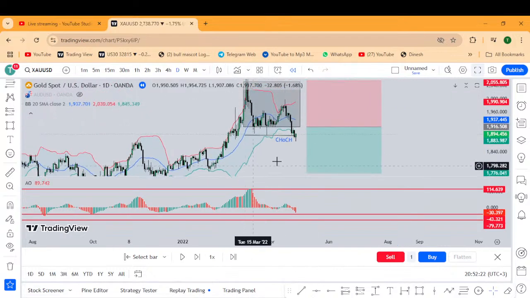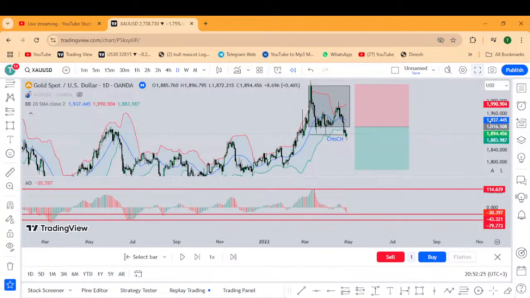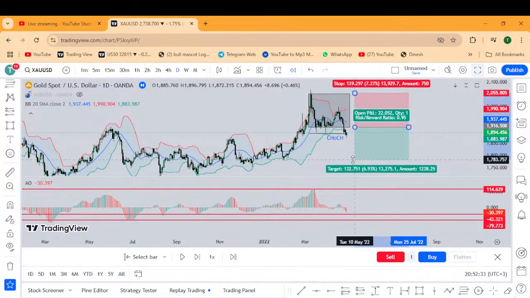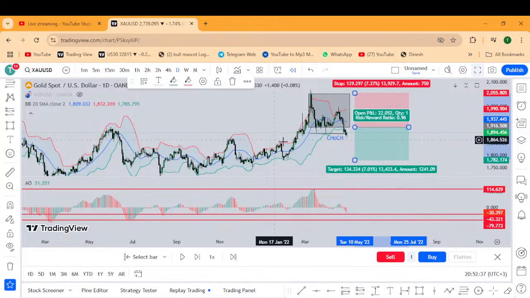So if you're using higher time frames, then use your lower time frames for confirmation and entries. It is very, very good. So this, we're going to wait for our first TP. It has not yet confirmed. Let's wait and see.